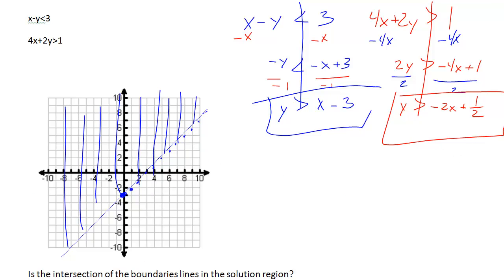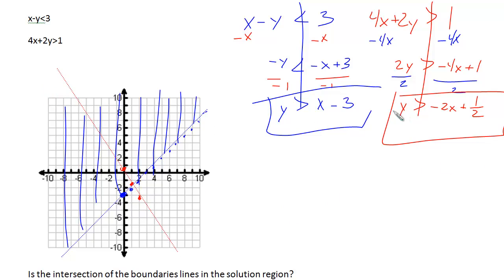And then the second one we'll go ahead and plot has an intercept of positive 1/2. So it's right in there between 0 and 1. And then a slope of negative 2. So it's down 1, 2 over 1. Down 1, 2 over 1. And again, this is greater than, but it is not equal to, so it's again a dashed line. So it looks something like that.